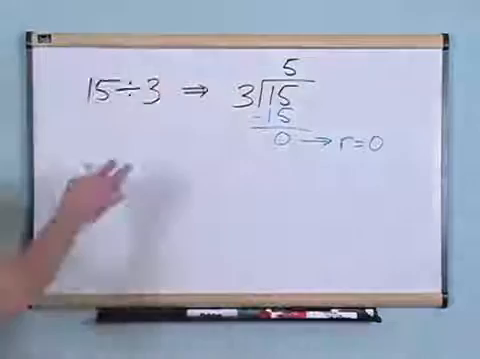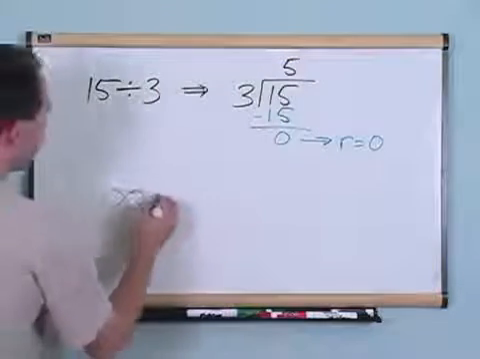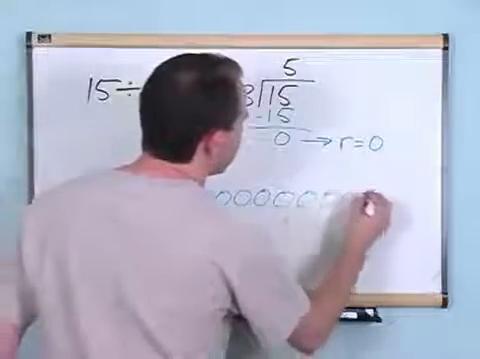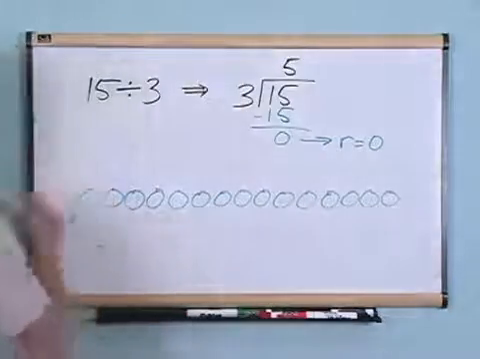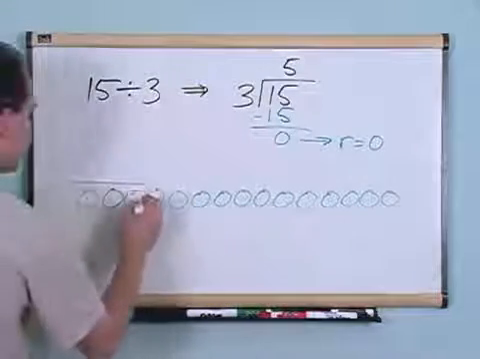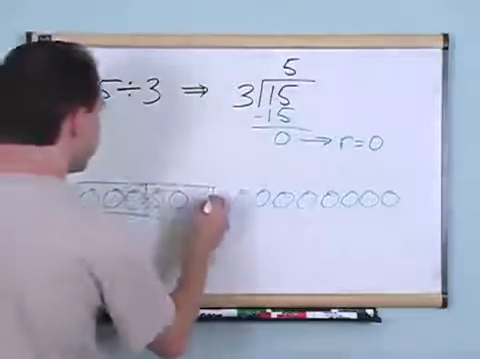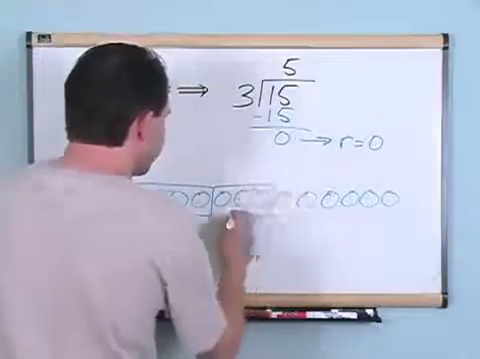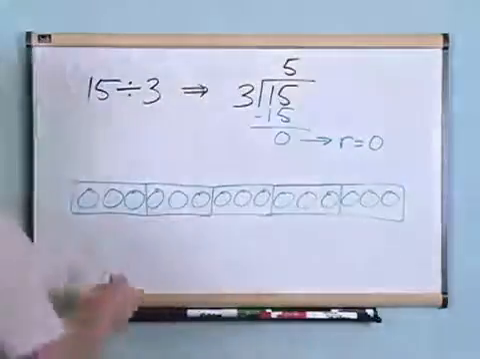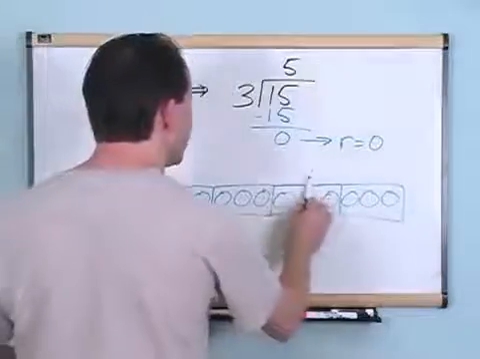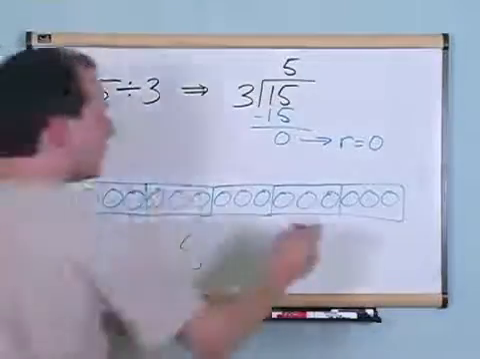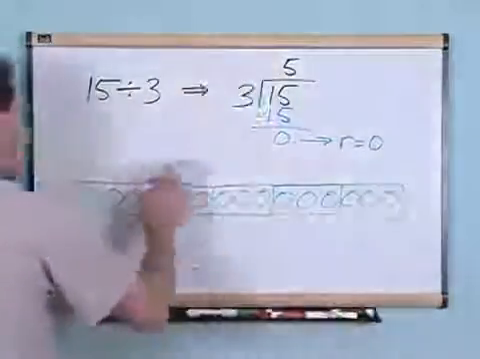So if we were going to do this one graphically, we would draw 15 circles. 3, 4, 5, 6, 7, 8, 9, 10, 11, 12, 13, 14, and I'll put one over here for 15. There's 15 circles on the board, and we're going to divide by 3. Here is one group of 3. Here's another group of 3. Here's another group of 3. Here is another group of 3. And here's another group of 3. 1 group, 2 groups, 3 groups, 4 groups, 5 groups of 3.